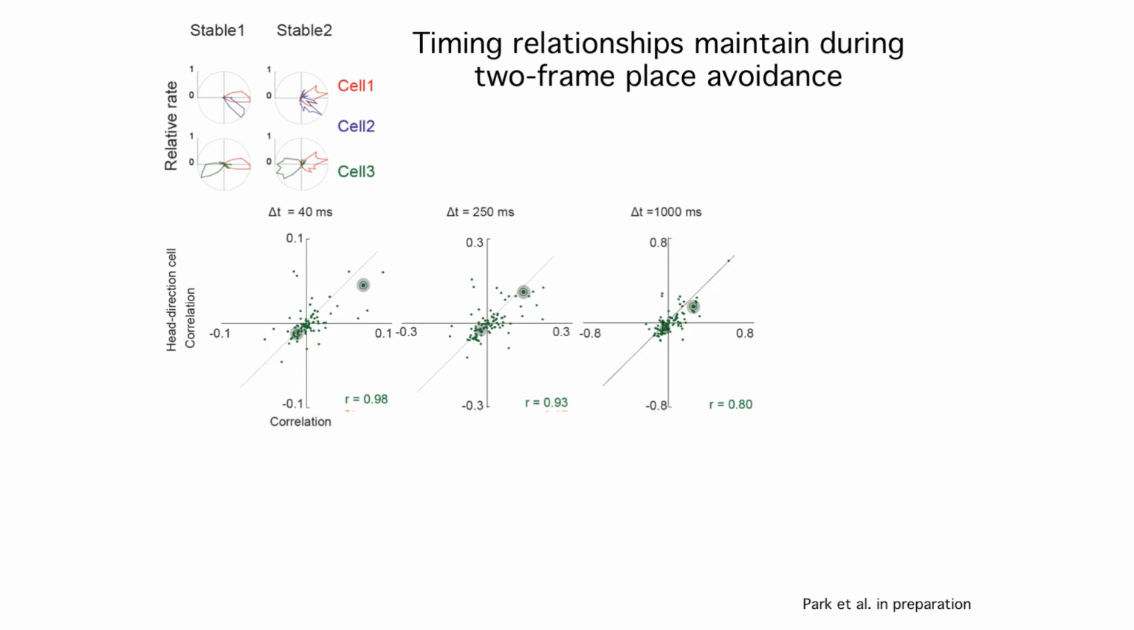And here are some examples. Here's a pair of cells that have similarly tuned directional profiles in the first stable session as well as the second stable session. They have a positive correlation that seems to be more or less preserved. Here's another cell pair. They tend to have opposite directional tuning, if you will, and their correlation in the first stable session compared to the second stable session is pretty close to the diagonal, so it's stable, and it happens to be negative.